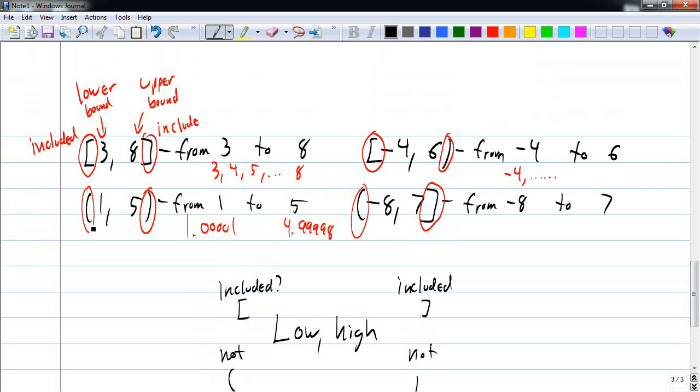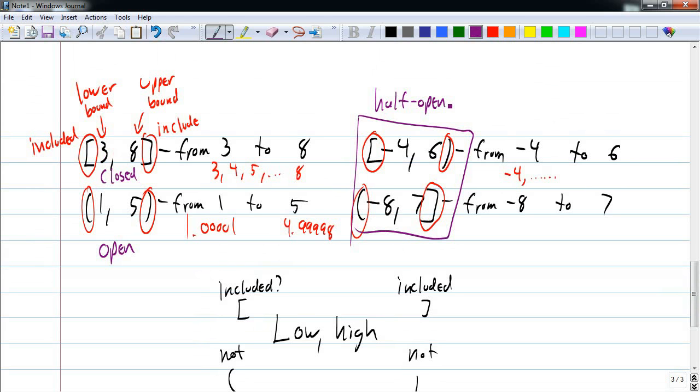If neither the low nor the high numbers are included, this is called an open interval. If the low and the high is included, it is called a closed interval. And if one is included and not the other, that's called a half open interval. Okay, and that's just some vocab to throw around.